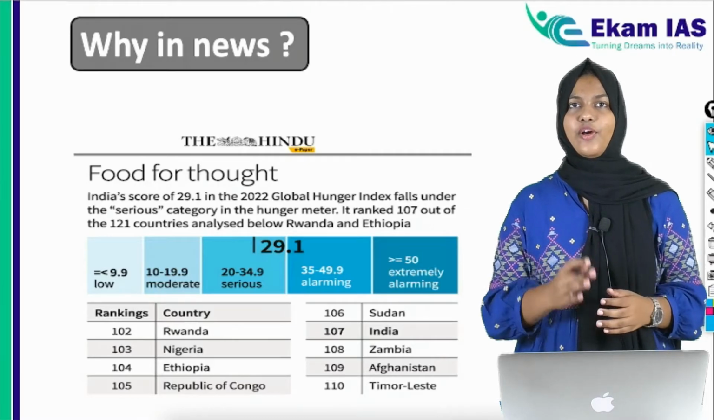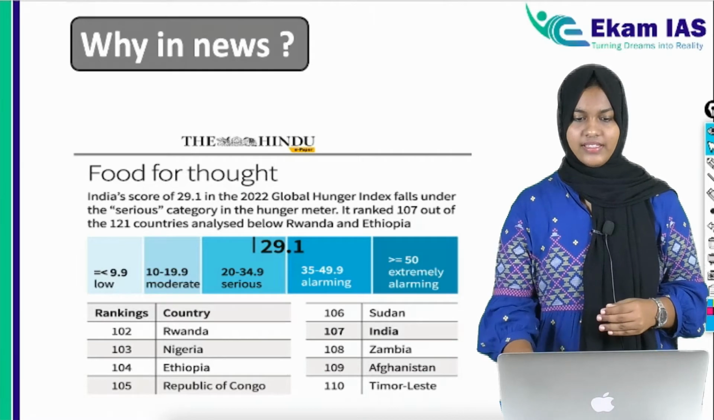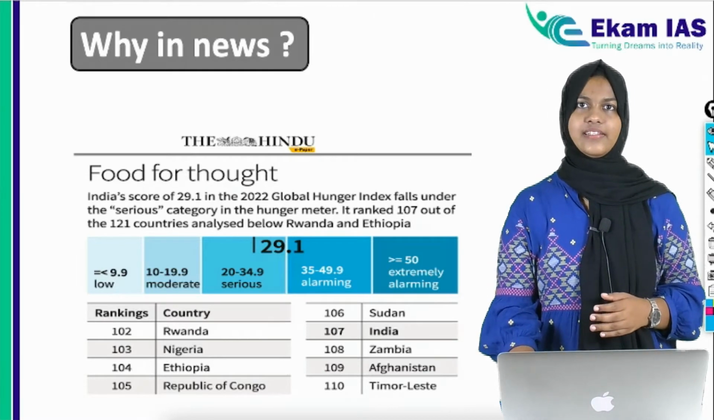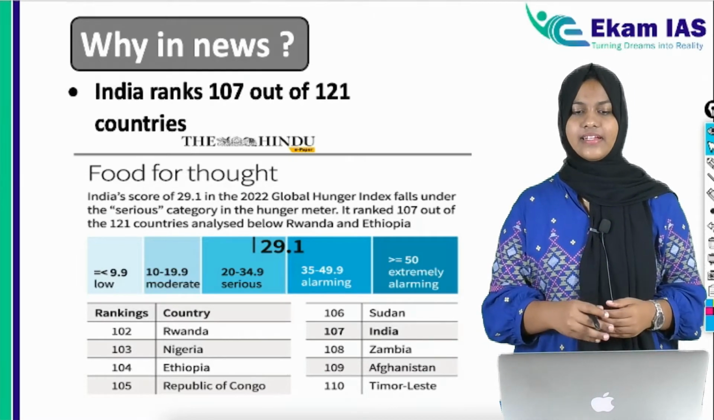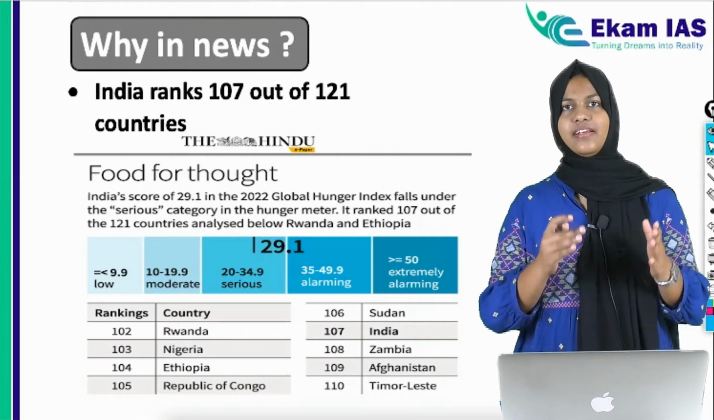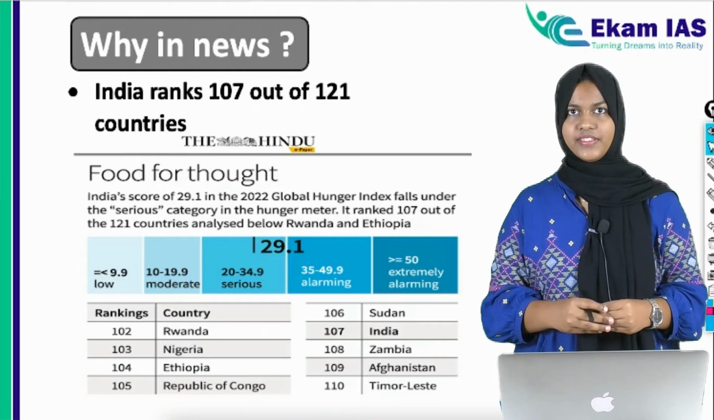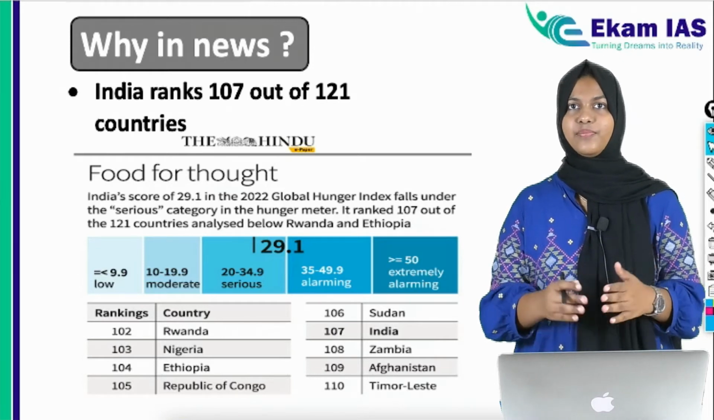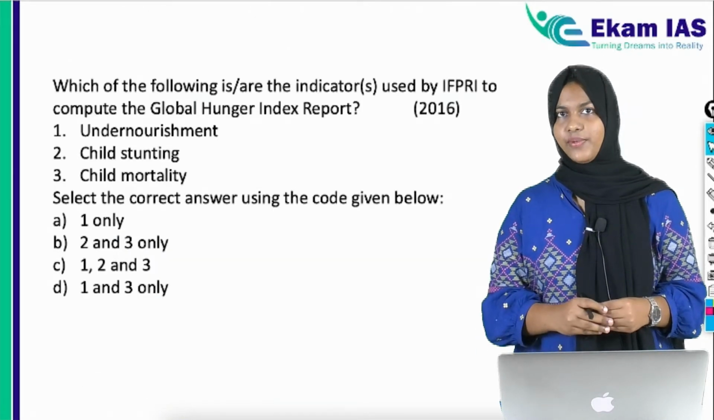So we are discussing the Global Hunger Index because the 2022 Global Hunger Index was released and India has ranked 107 out of 121 countries. So this makes the Global Hunger Index very important. And also another reason for its importance is a previous year question by UPSC.